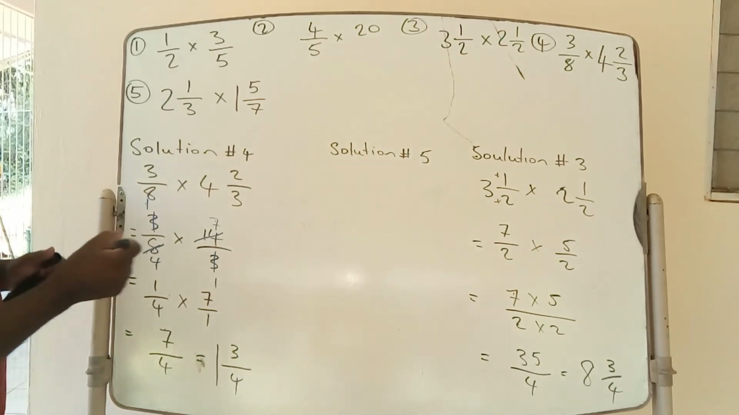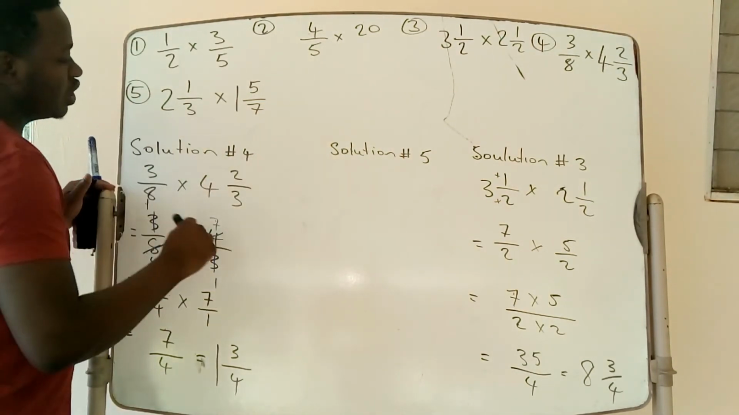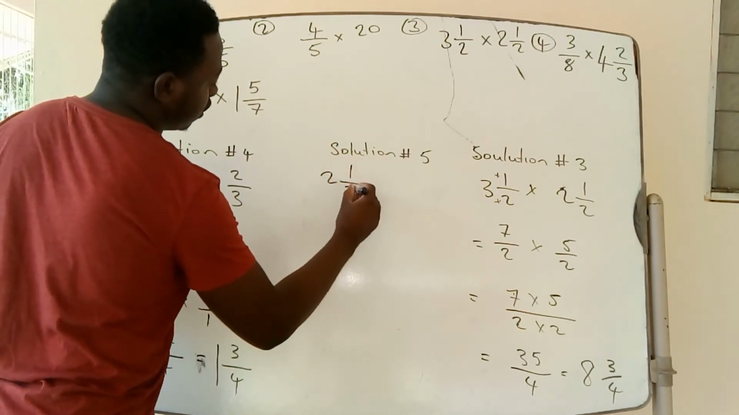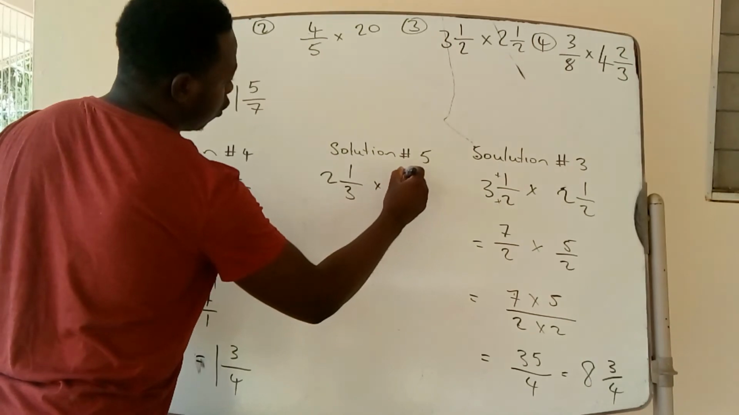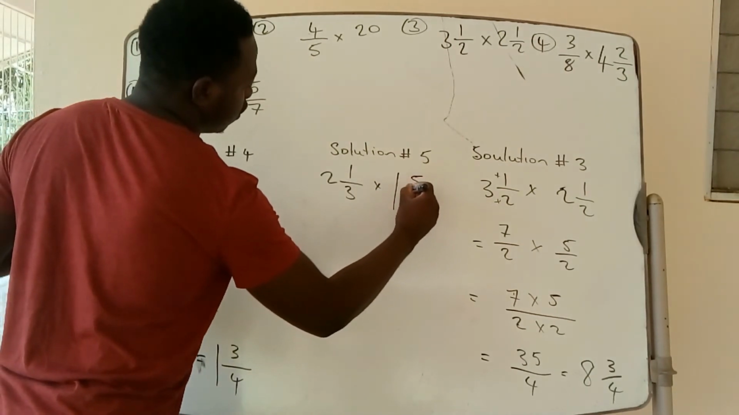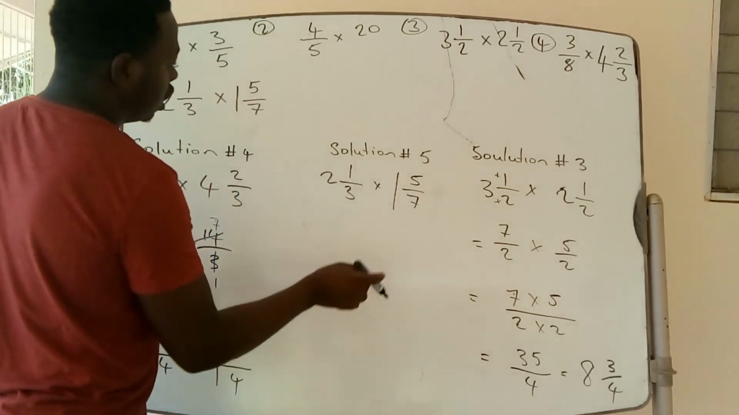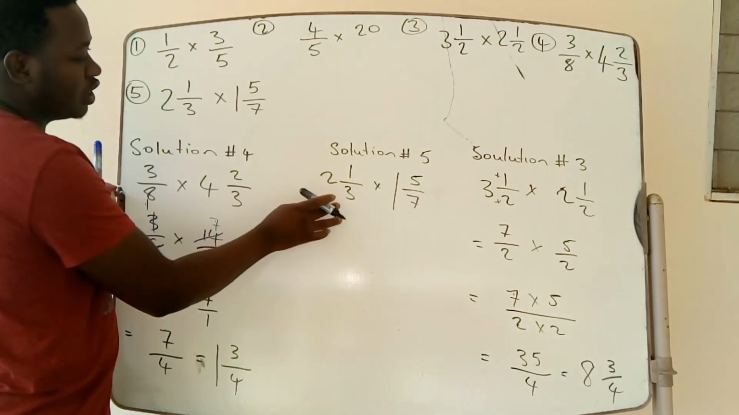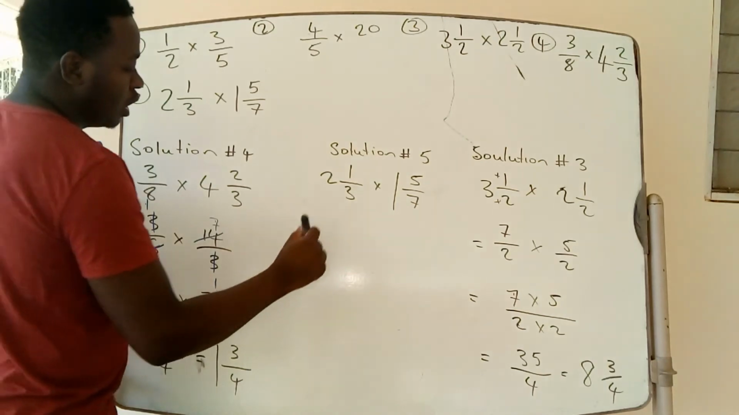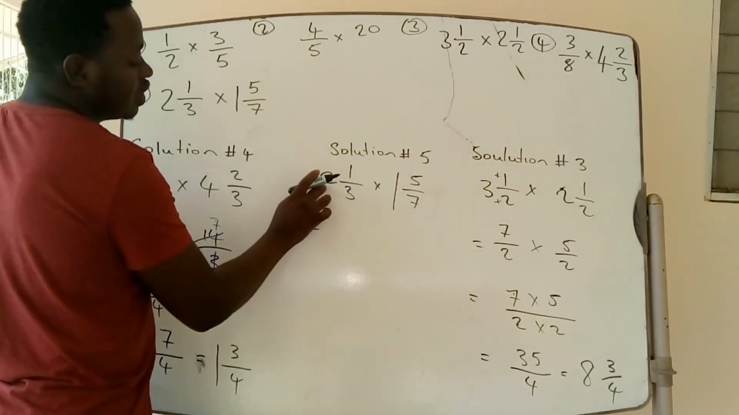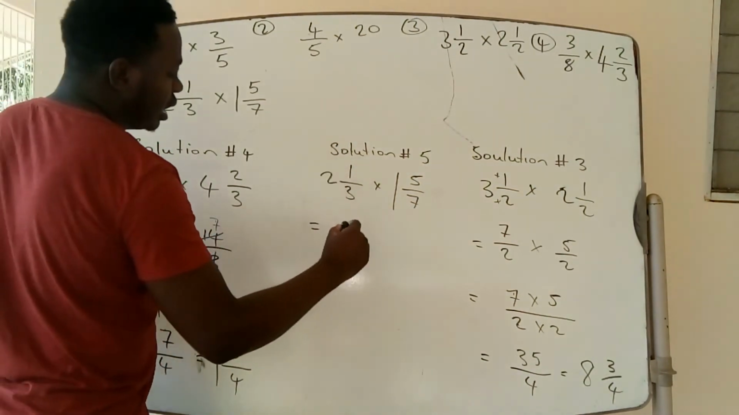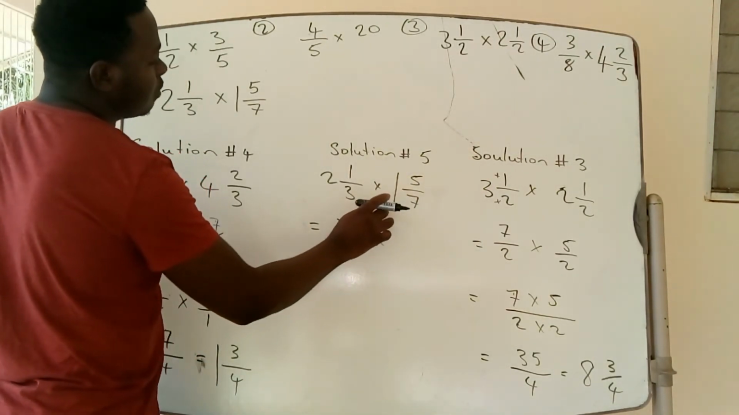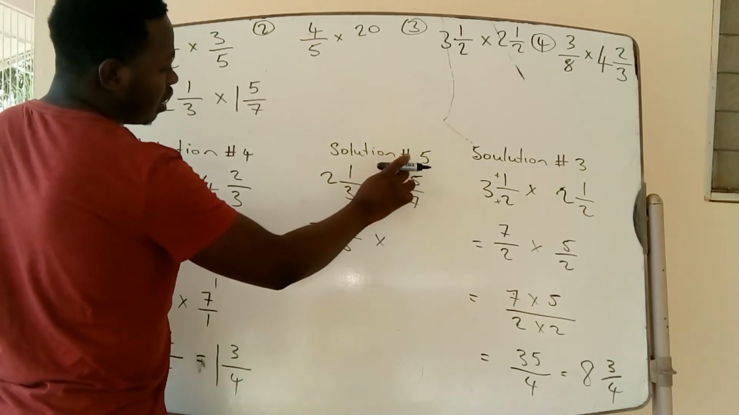Alright? Now to our final example, which is number 5. We have 2 and 1 over 3 multiplied by 1 and 5 over 7. Now, step 1, we have mixed numbers. We need to convert each mixed number to an improper fraction. So, 3 times 2, that's 6, plus 1, that's 7 over 3, times 7 times 1, that's 7, plus 5, that's 12, over 7.